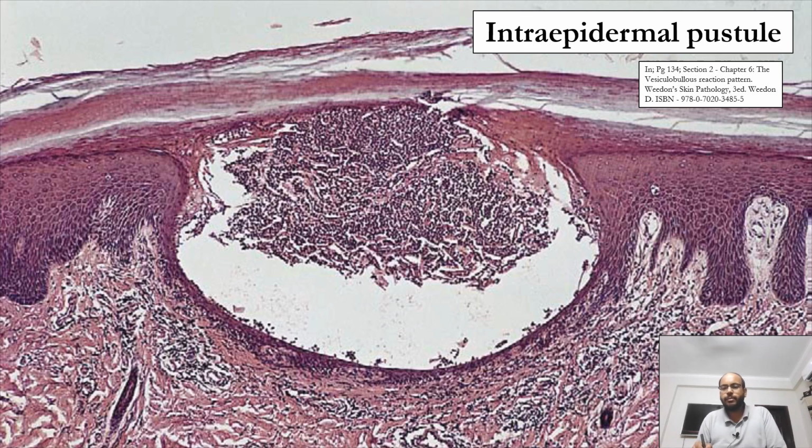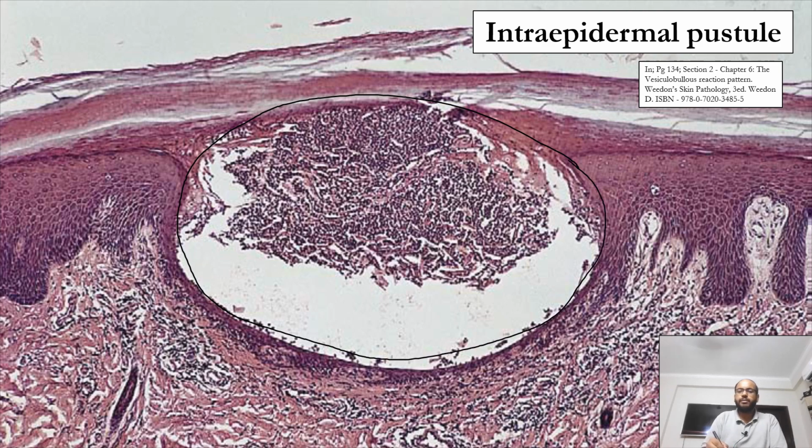This is an intraepidermal pustule. It is like a large spongiotic vesicle, a very large pustule. And why are we calling it a pustule? Because it is filled with neutrophils. So it's a neutrophilic intraepidermal pustule. Mostly it is seen in pemphigus foliaceus. If you biopsy it, you will see this kind of localized collection, a large empty area filled with neutrophils. Let's move forward.